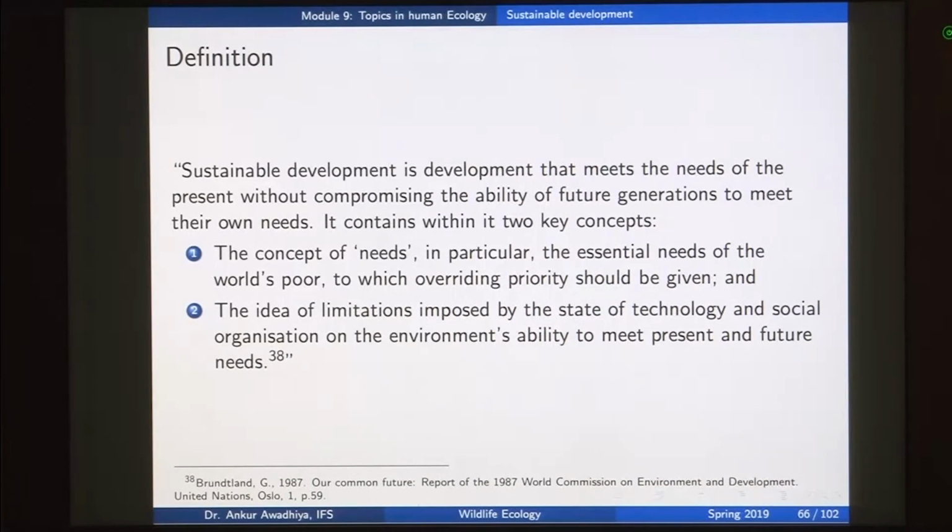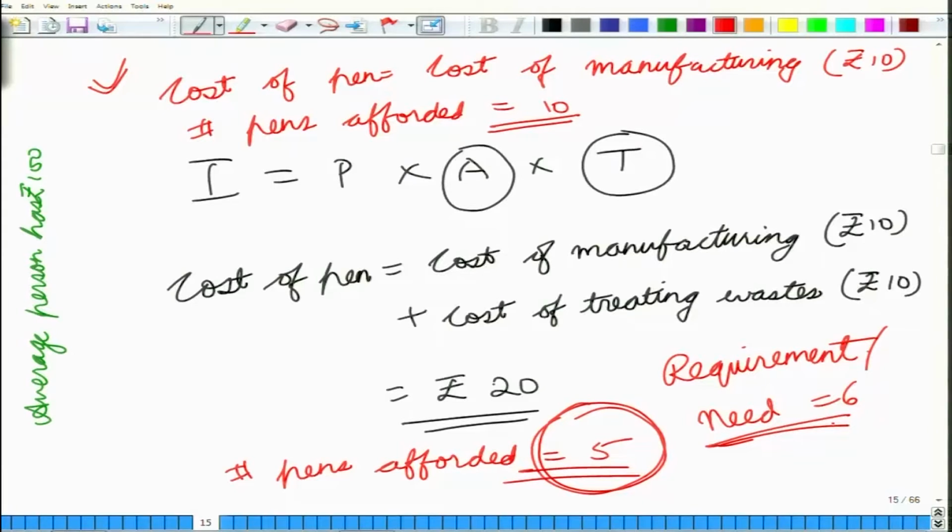So, for instance, if my needs are 6 pens, but I want 10 pens, and if I make 10 pens by a method in which I am not treating any of the waste materials.